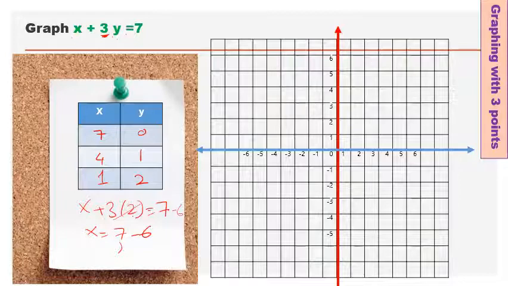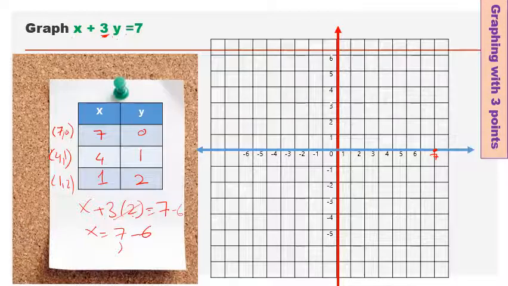So the points I'm going to plot are 7 and 0, 4 and 1, 1 and 2. So where on the x-axis is 7, here is the 7. And the y is 0, so I'm not going to go anywhere. It's on the x-axis.